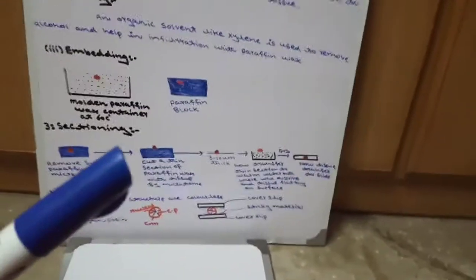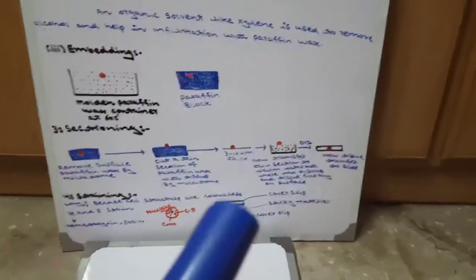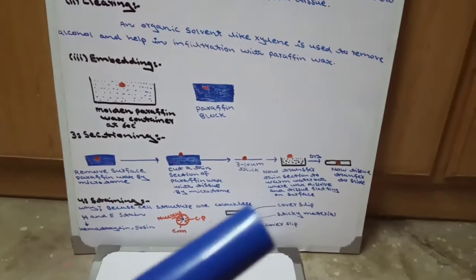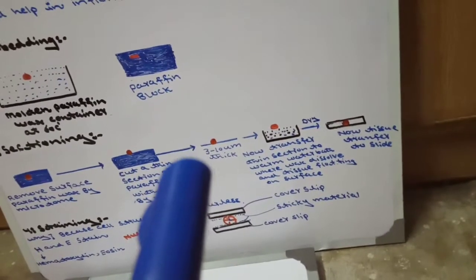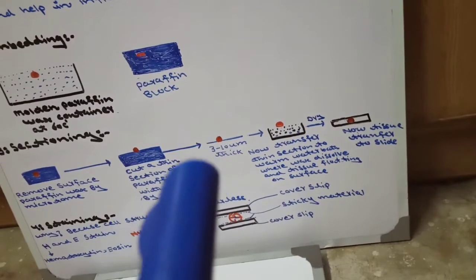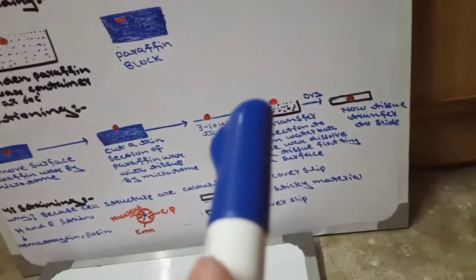Why? Because we know the wax dissolves in warm water. Like in prosthodontics in dentistry, we dissolve the wax in warm water. Now we transfer this 3 to 10 micrometer thick section of paraffin wax with tissue to the warm water container.